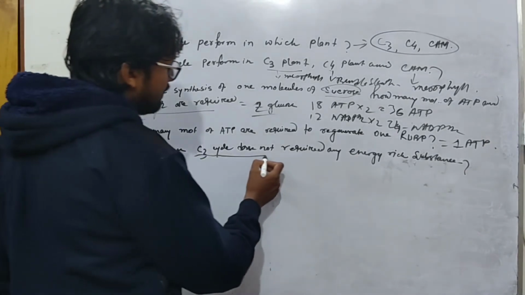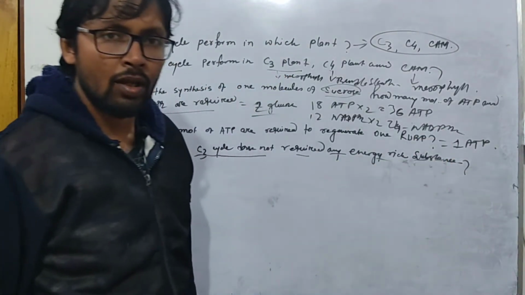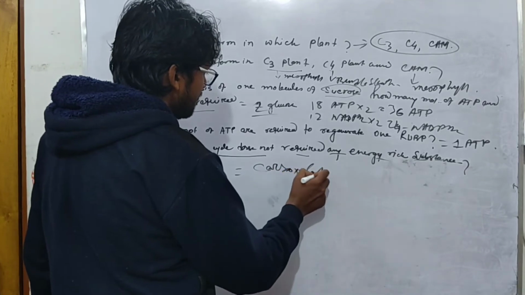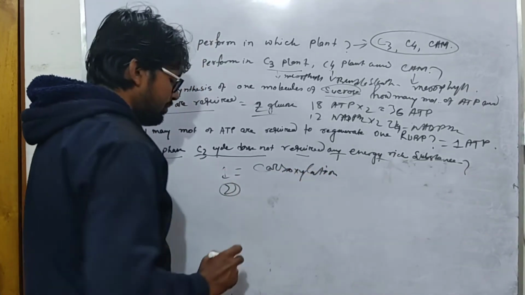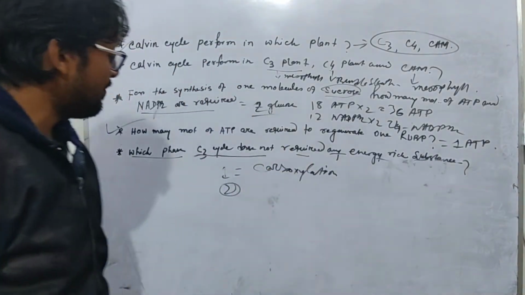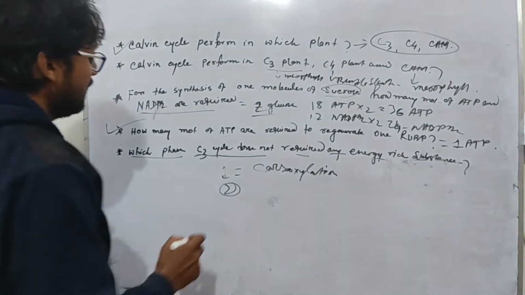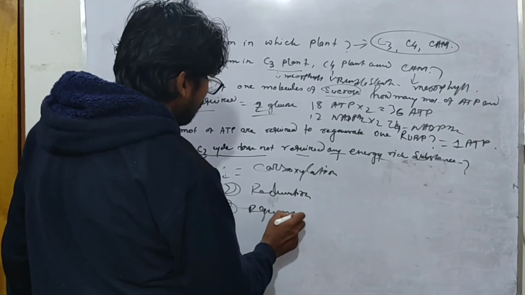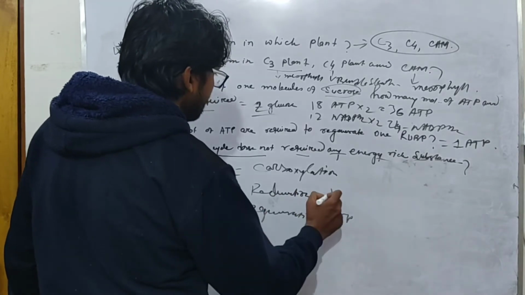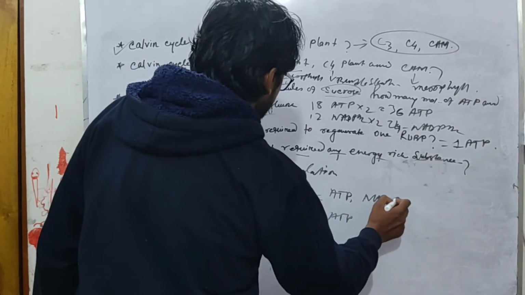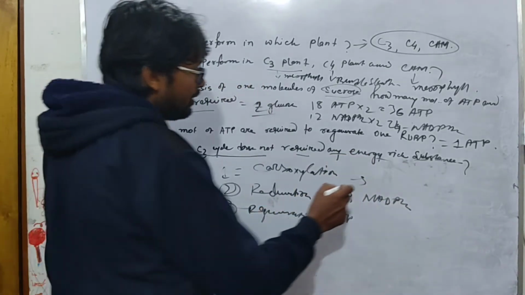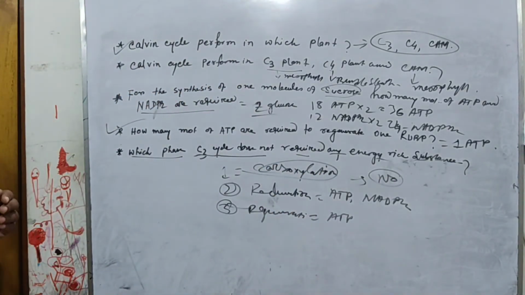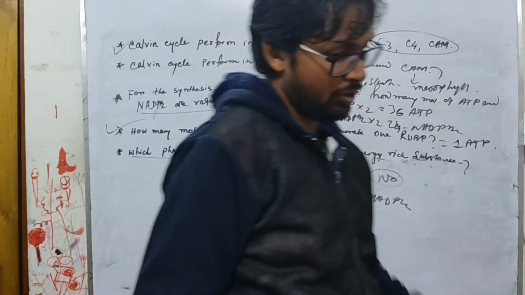In which phase of the C3 cycle is no energy-rich substance required? The first step is carboxylation, the second step is reduction, and then regeneration. Regeneration requires ATP, reduction requires ATP as well as NADPH2, and carboxylation requires none. So this is the answer to which phase of the C3 cycle does not require any energy-rich substance.